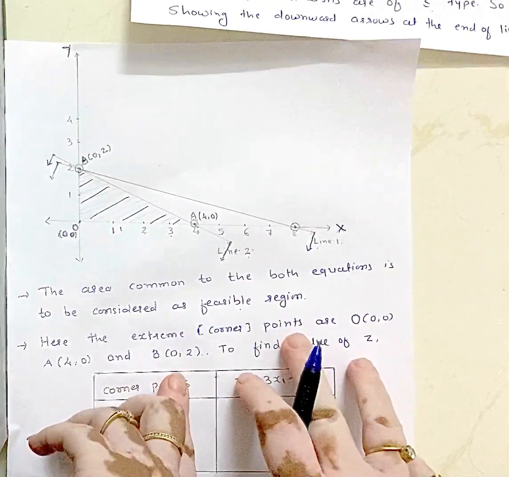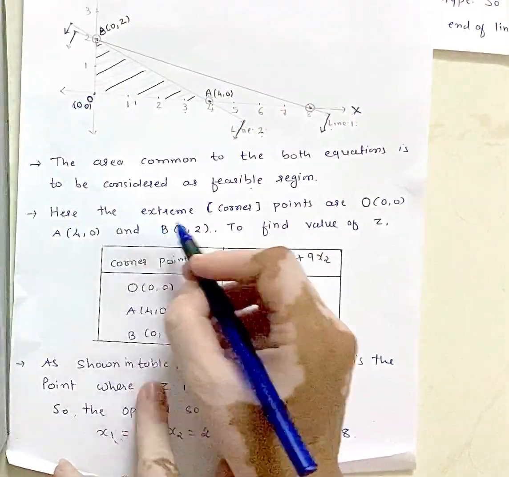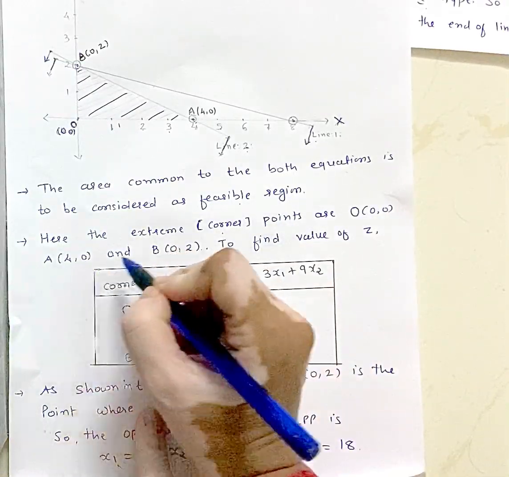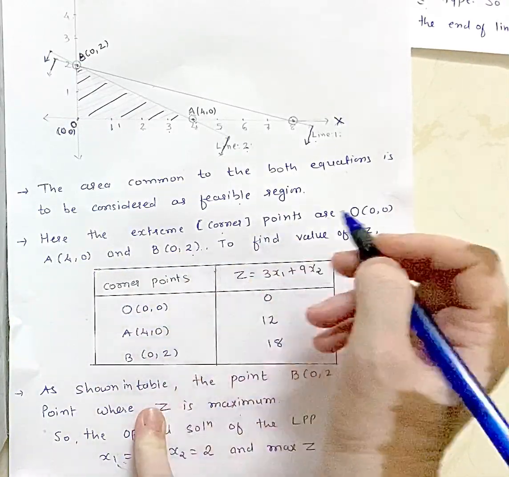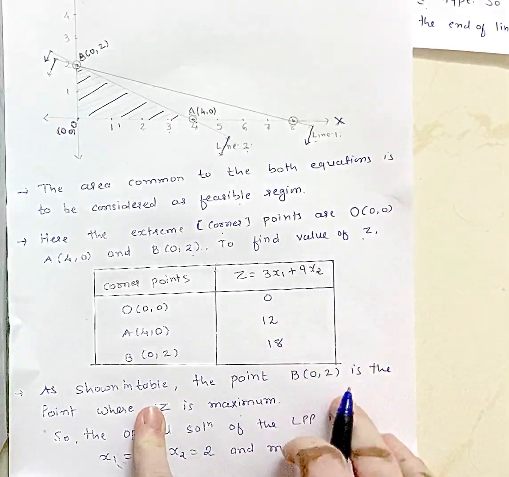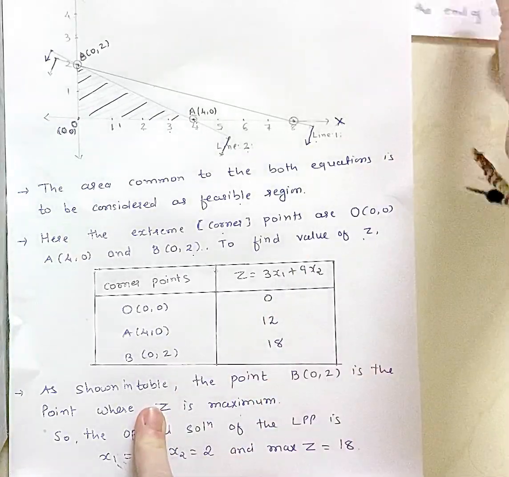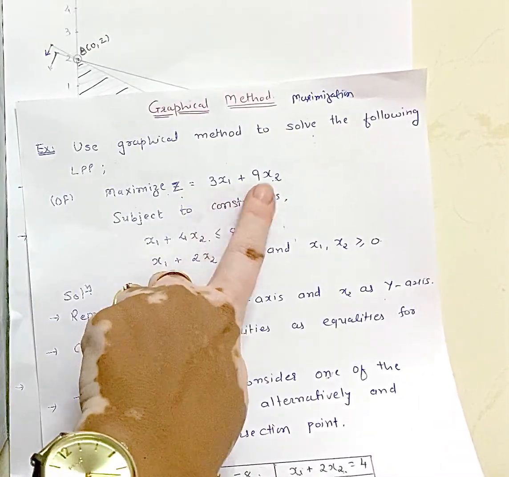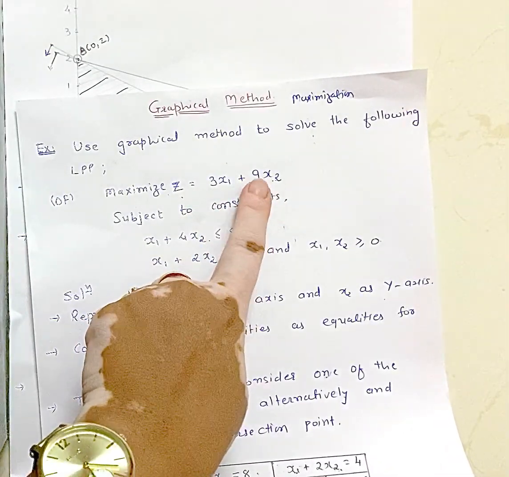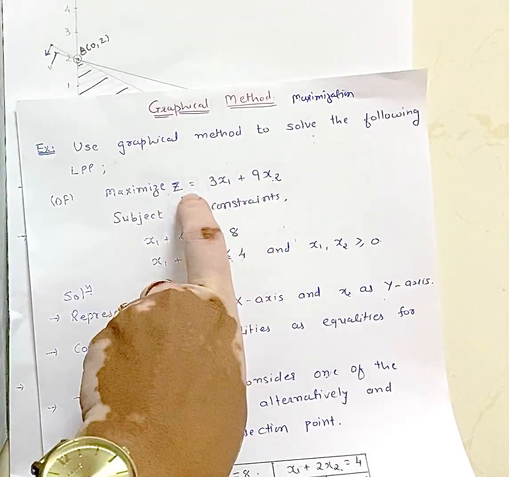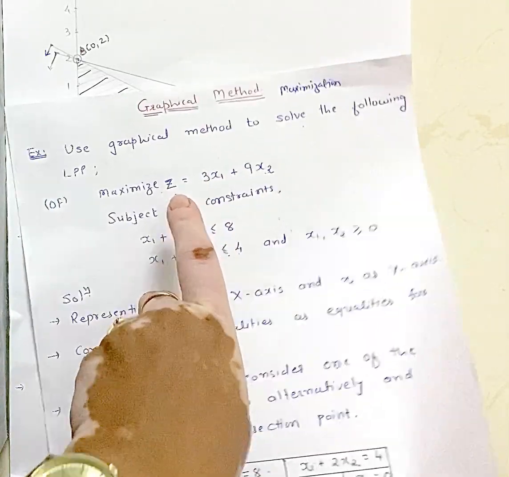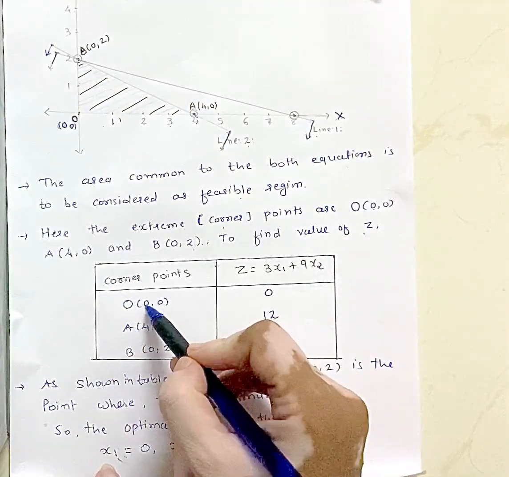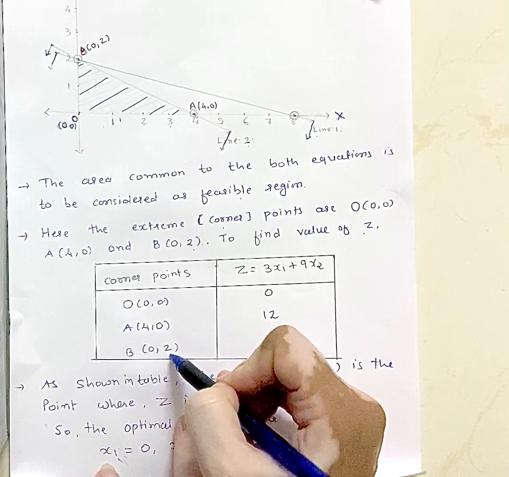Okay, now here the extreme means corner points are O 0 0, A 4 0, and B 0 2. To find the value of z, what we have to do? Just, what is your objective function? This one, maximize z is equal to 3x1 plus 9x2. Now put down the value of x1 and x2 in this equation and calculate it and find the value of z. Okay, now how many extreme points are there? 3. So put O 0 0, A 4 0, and B 0 2.